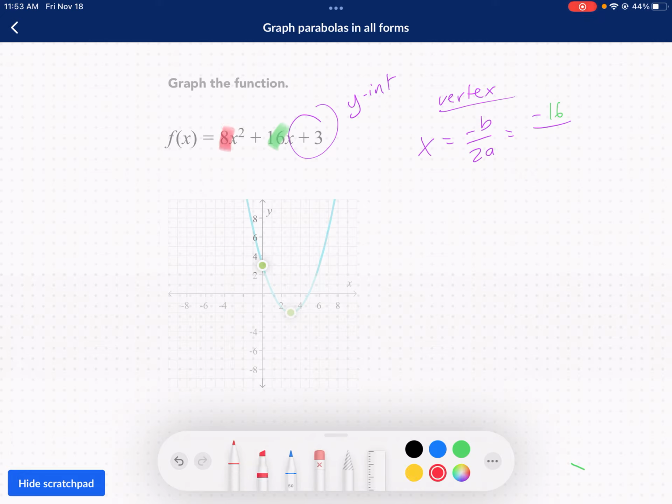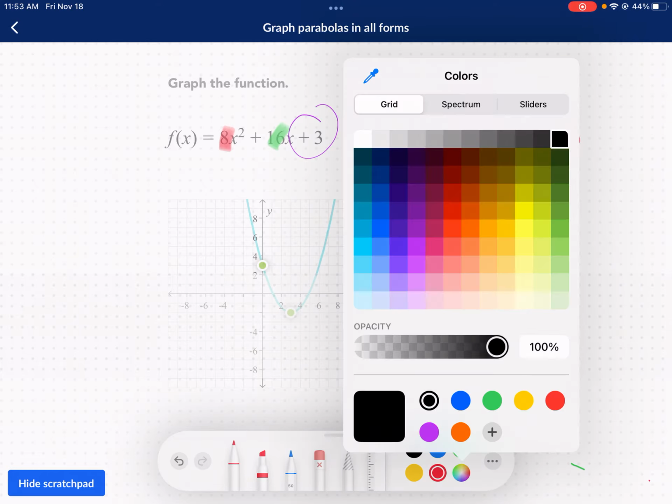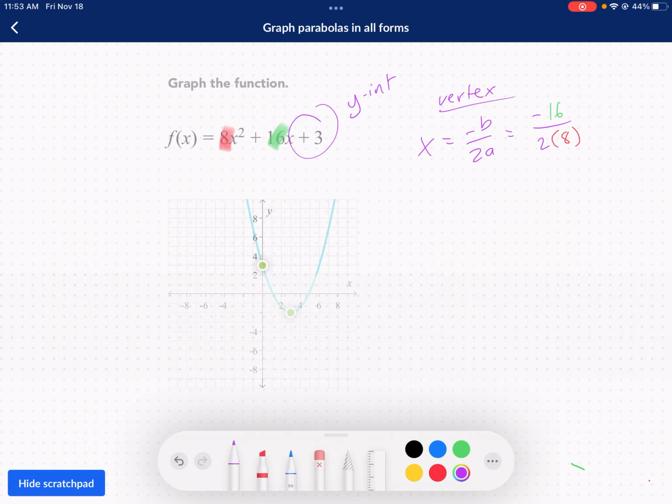Okay, and then my a value is positive 8, and then I need to multiply that by 2 as per our formula. So this gets multiplied by 2. Now I'm switching to all the purple. So I have negative 16 over positive 16. That gives me negative 1 for my x value. So I know my parabola is going to be split like that. That's where my vertex is going to be.